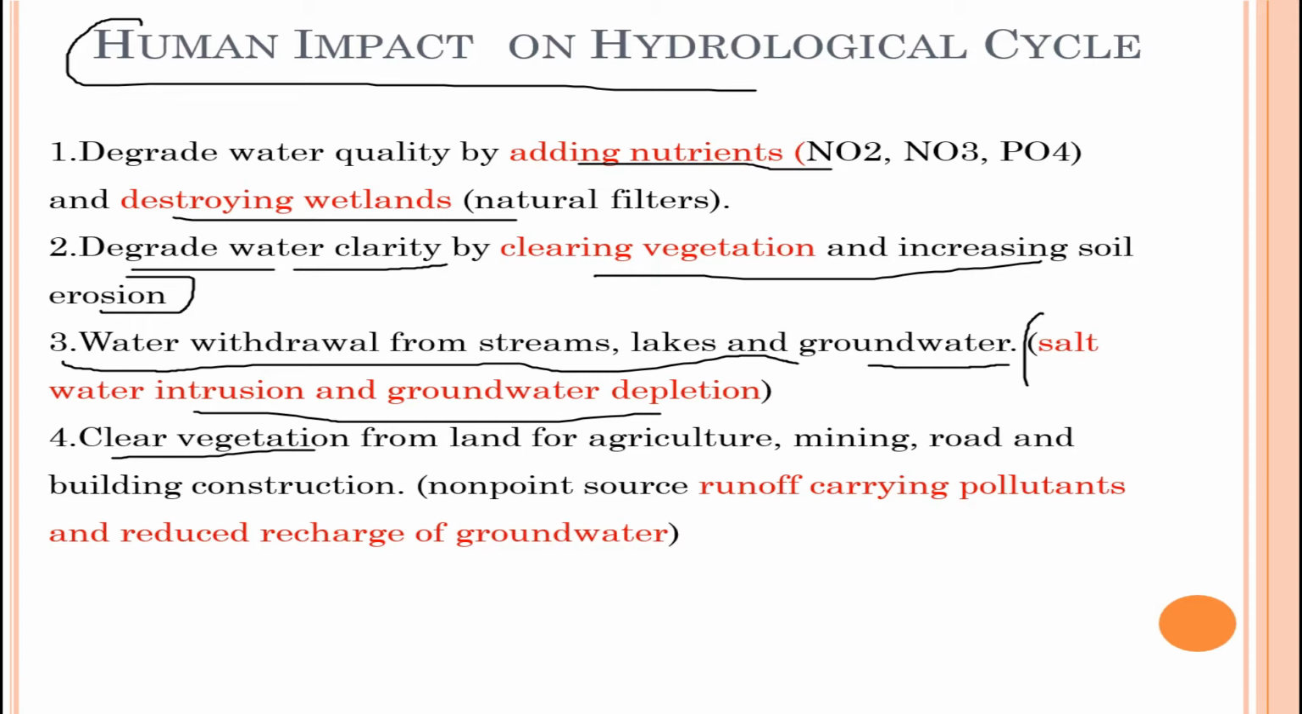Also, the fourth point is the clearing of vegetation from land for agriculture, mining, road and building constructions. So these are some of the negative points that affect us as humans due to the water cycle.